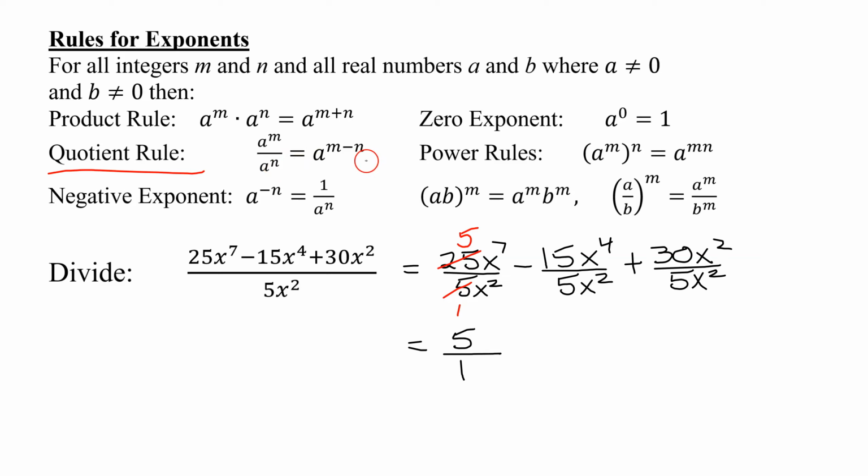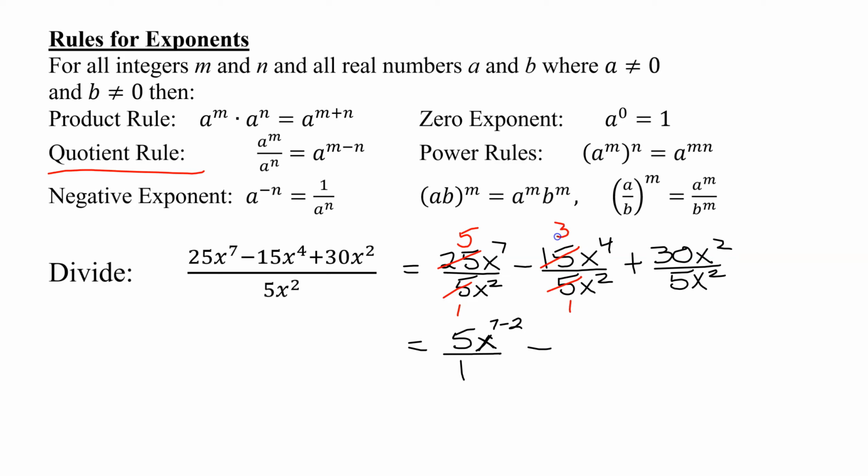Notice the exponent in the numerator comes first, and then I subtract the exponent in the denominator. So I'm going to have x^(7 minus 2). Sorry for the bad handwriting. Notice the numerator exponent is 7, and I'm going to subtract the denominator exponent of 2. Now all we have to do is repeat the process.